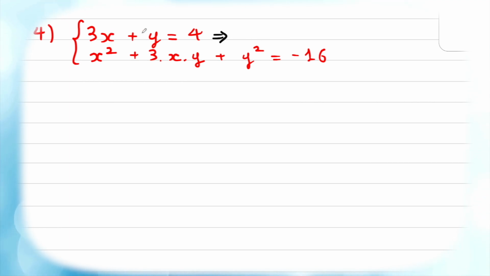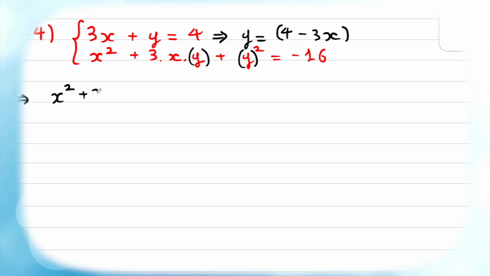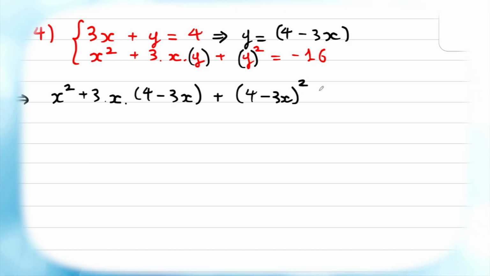For x and y here, we can see that y stands alone. So I will make y the subject: y equals 4 minus 3x. Substituting 4 minus 3x into the position of y, we will have the new equation in terms of x. The first thing, multiply with y, we got here is 4 minus 3x. And here you got (4 minus 3x) squared, minus 16.